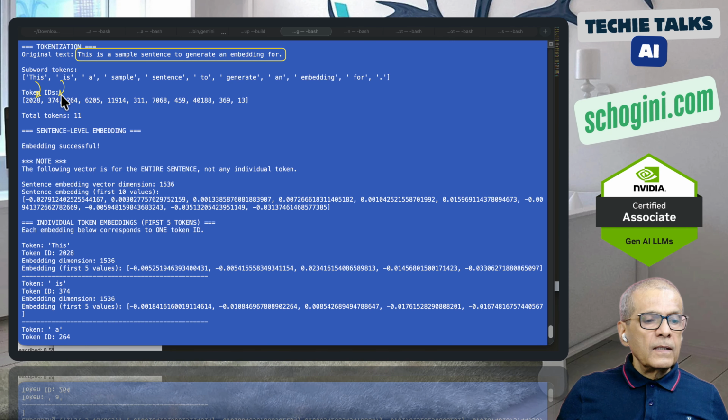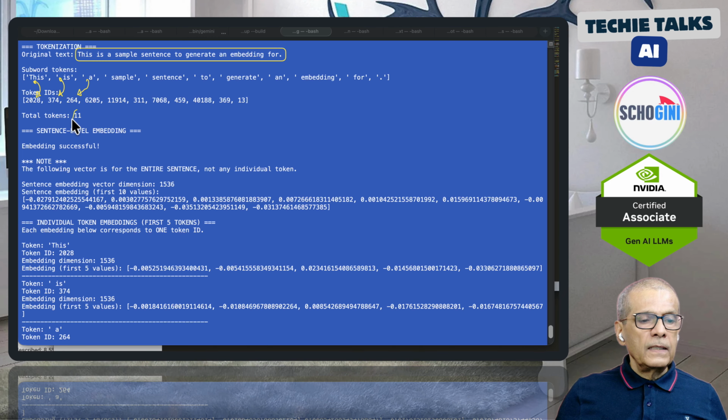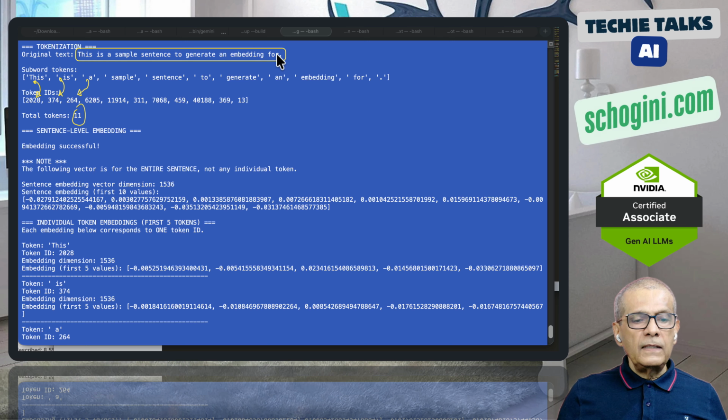Space and "is" becomes 374. Space and alphabet A becomes 264. And remember, these numbers are fixed. These numbers have no meaning, but 264 always means space and A. That is how token IDs get created. Clear? So totally, this sentence, though it has 1, 2, 3, 4, 5, 6, 7, 8, 9, 10 words, there are 11 tokens. And we can convert each of those tokens to embeddings.